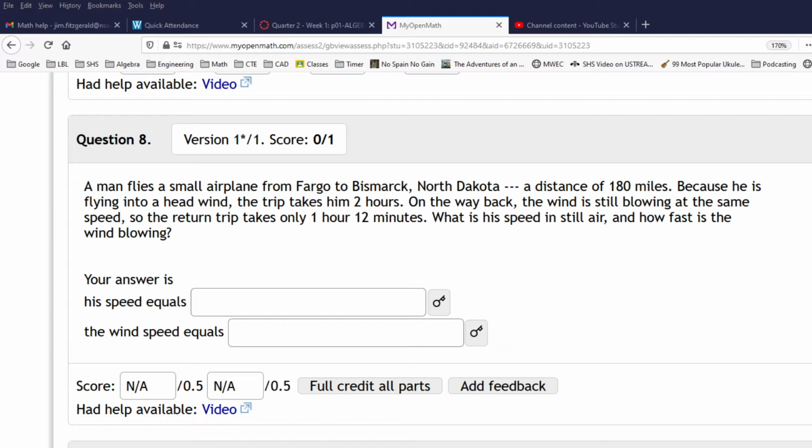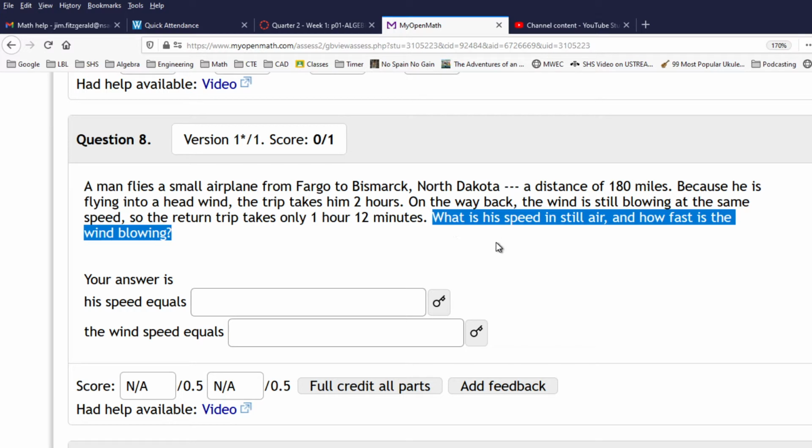So he's flying the same speed, right? Both directions, but one way the wind is slowing him down, and so it takes him 2 hours, and the other way the wind is speeding him up, and so it's taking him less time. It's taking him an hour and 12 minutes. Okay, so they're asking about the speed in still air and how fast the wind is blowing. So these are our first couple of clues here. These represent the variables that we're going to create. And so we have the speed of the airplane and we have the speed of the wind.